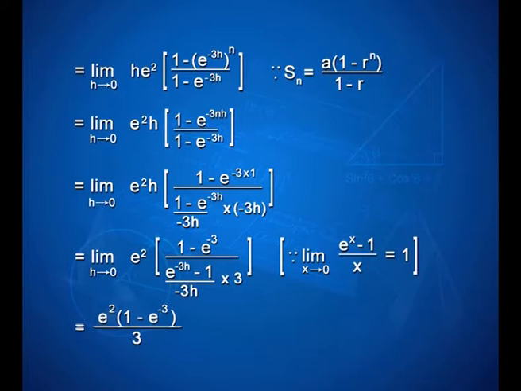This gives e to the power 2 into 1 minus e to the power minus 3 upon 3, that is equal to 1 upon 3 e to the power 2 minus e to the power minus 1.